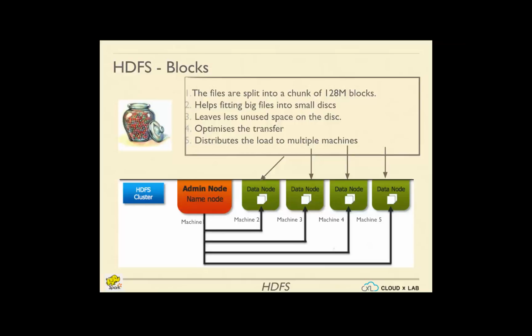Yes, this size is configurable. The splitting happens on the driver side, we'll talk about that. One block could be in one data node, second block could be in another data node. The advantages of cutting the files into blocks are many. First, it helps us fit really humongous files into smaller disks. Second, it leaves less unused space on the disk. Third, it optimizes the data transfer. Tomorrow, if some data node starts going down, it'll be easy to transfer a small block of data in one shot rather than a bigger file. If you try to transfer a bigger file and some part fails, then the whole file has to be transferred again. Therefore, it optimizes the network transfer.